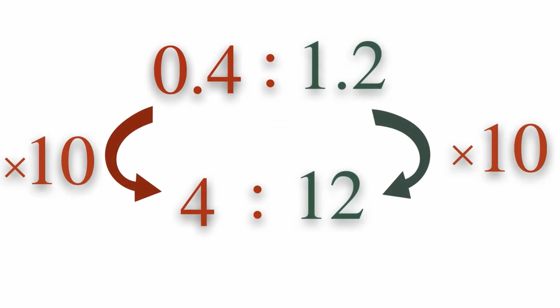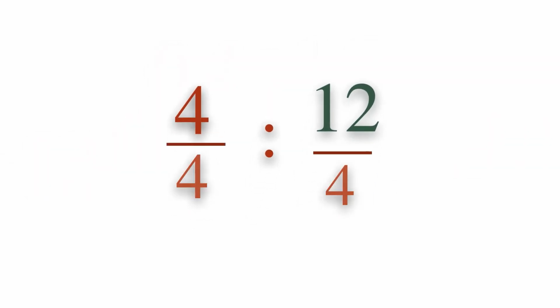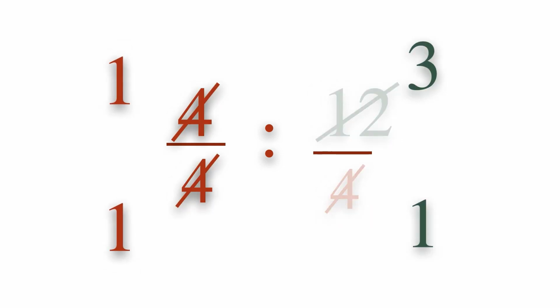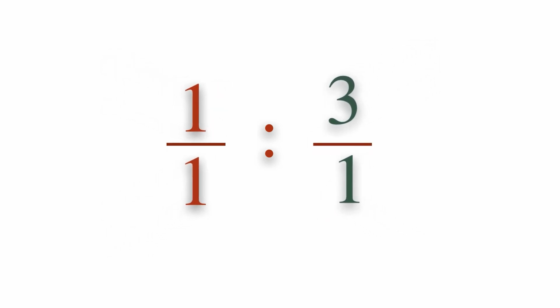We can also change ratios that are in decimal form to their simplest terms. For example, 0.4 to 1.2. We can multiply both numbers by 10 to give 4 to 12, which can then be divided by 4 to give the ratio in its simplest terms. 4 divided by 4 gives 1, and 12 divided by 4 gives the answer 3. The ratio in its simplest form is 1 to 3.